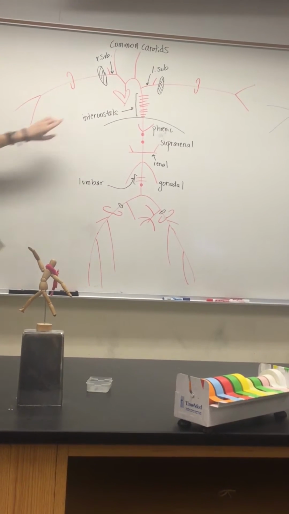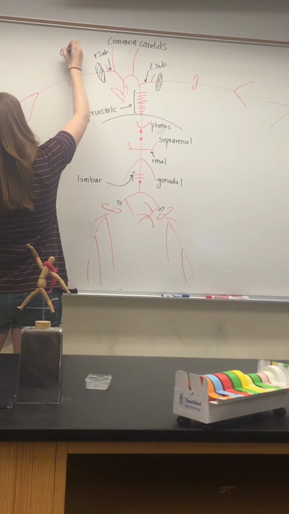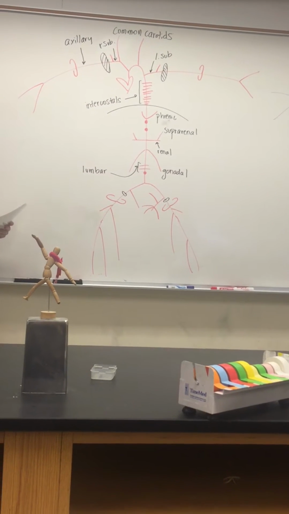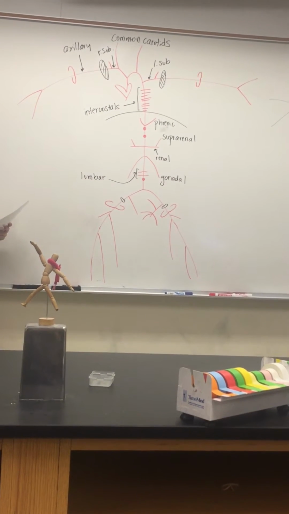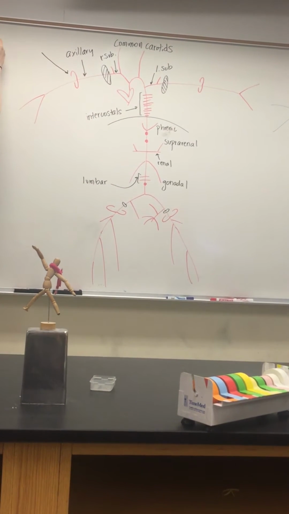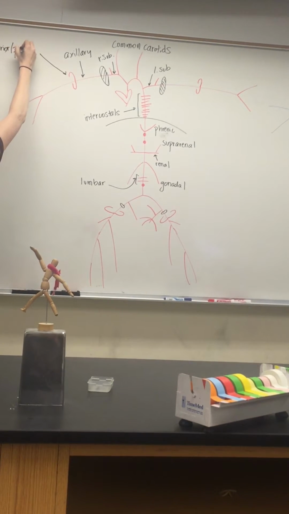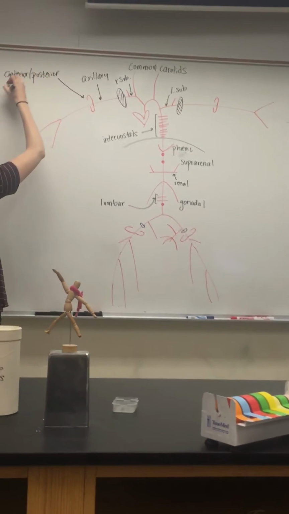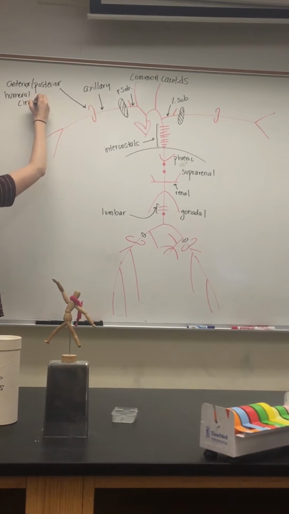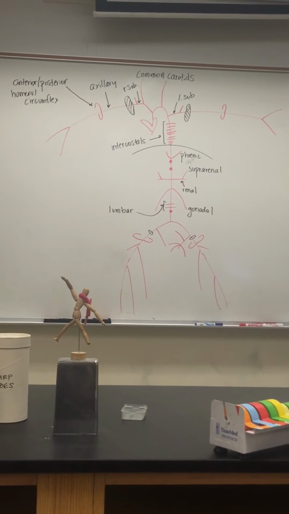Okay, so once we go under the clavicle, then we're at the axillary artery. Then we have this guy here. This is the anterior and posterior humeral circumflex.